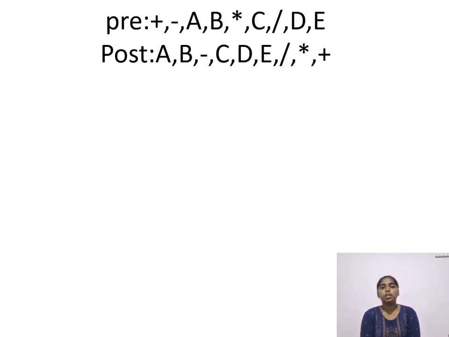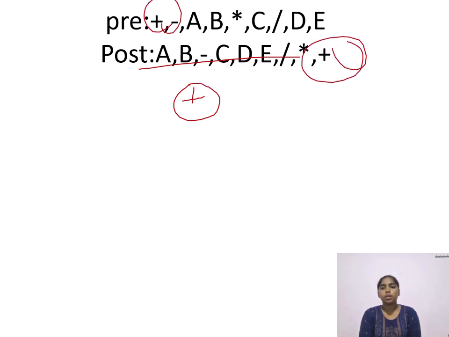And here we take an example: pre-order and post-order. Here pre-order is plus, minus, a, b, star, c, division, d, e, and then the post-order. These are the examples. First, here we take the root node as plus. In pre-order, the first one we call the root, and in post-order, the last one we call the root node.